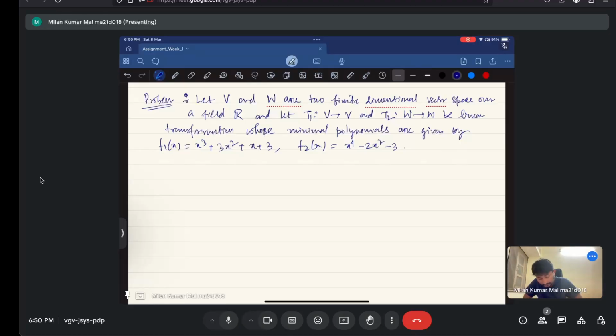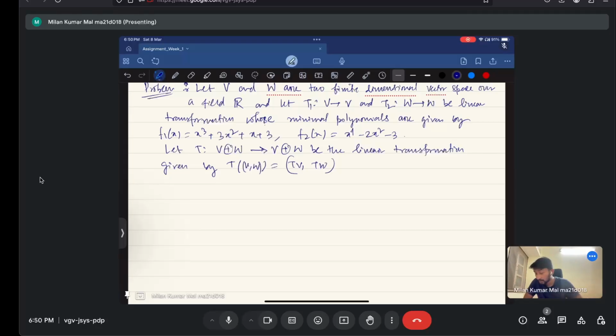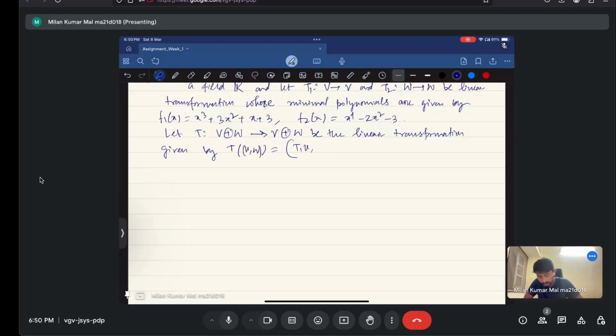Let T be the linear operator from V direct sum W to V direct sum W, the linear transformation given by T(v, w) equal to (T1(v), T2(w)), for all v and w coming from V direct sum W. Let f be the minimal polynomial of T, then which of the following is correct?